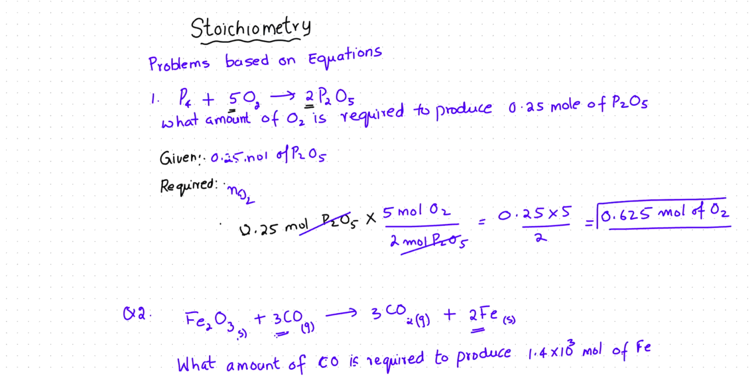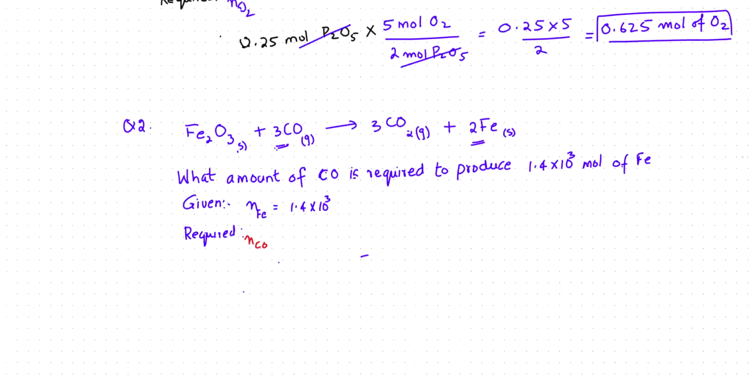The next question. Fe2O3 plus 3CO, they form 3 moles of carbon dioxide and 2 Fe. So this is a balanced equation: 2 Fe, 2 Fe, 3 carbon, and oxygen 3 plus 3, 6, so 3 times 2, 6. Next, first we write what is given and what is asked. Given is the number of moles of Fe: 1.4 times 10 to the power 3 moles of Fe.